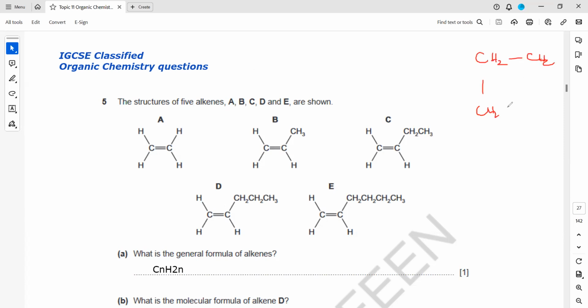If we have a cyclic alkane, which does not have any end, the number of hydrogens is always twice the number of carbons. So cyclic alkanes and alkenes have the same general formula.